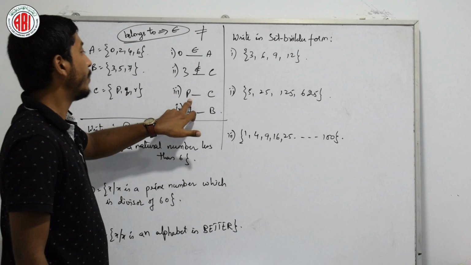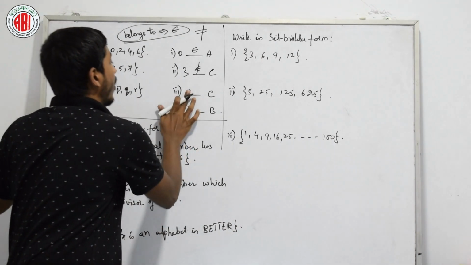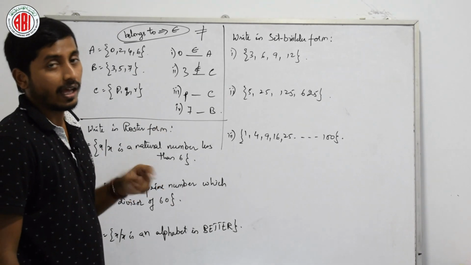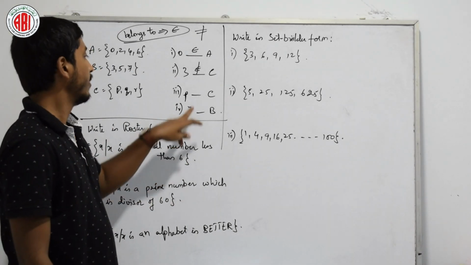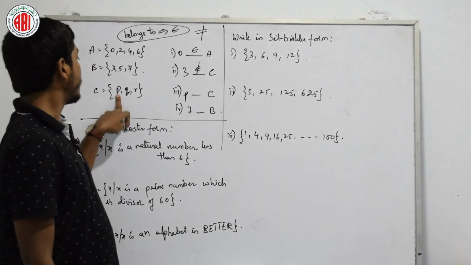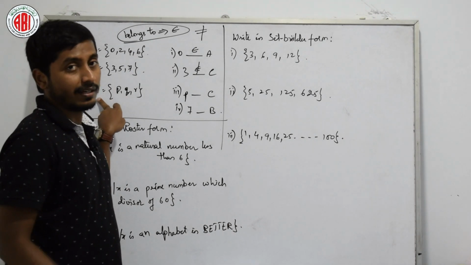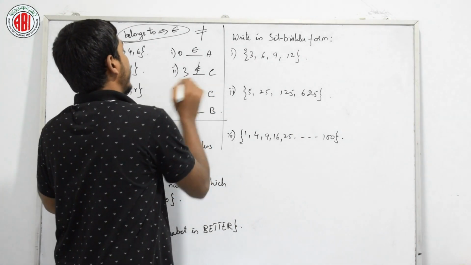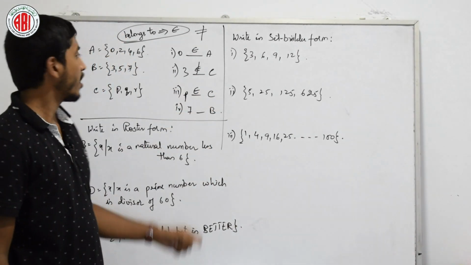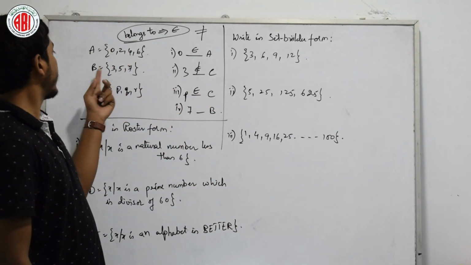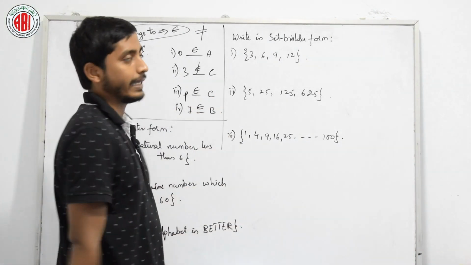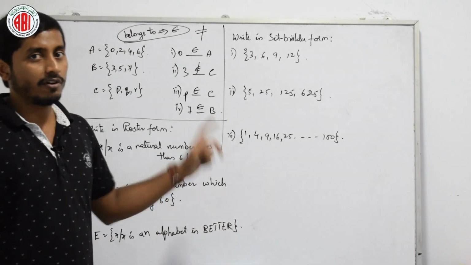The next, p and C. This is small p. Don't get confused. Again, we'll discuss it in our regular class. Does this p belong to set C? Yes, it belongs to C. What about 7? Is 7 there inside B? Yes, it is there. Again, it belongs to B. Is it clear? Shall we move on to the next problem?